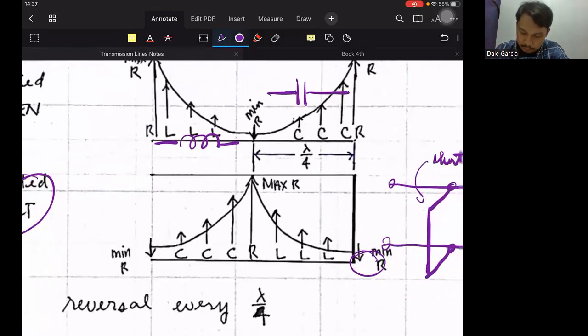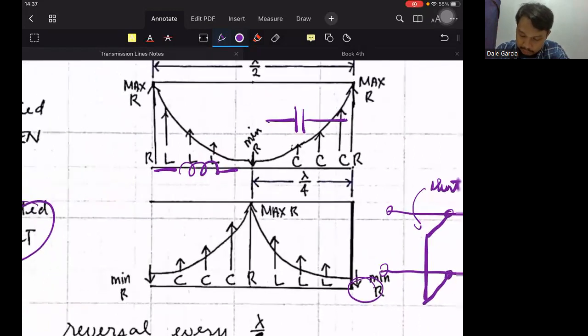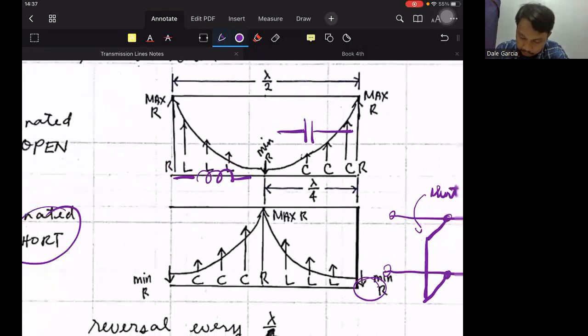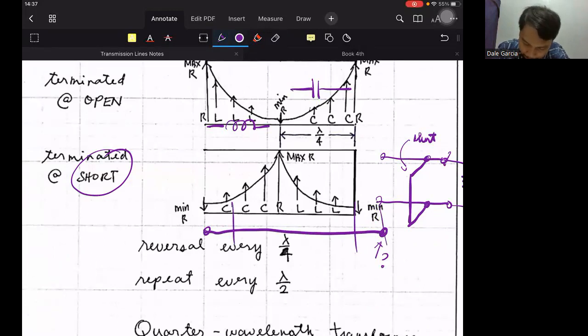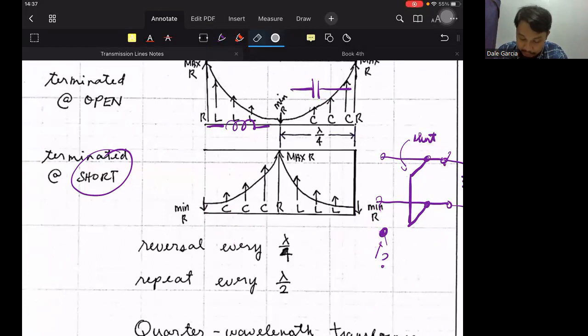if our matching stub is longer than 1/2 wavelength, for example our matching stub is this long, what is the value at this point? It is the same as the value at this point, because again, the value of the input impedance repeats every 1/2 wavelength. Reversal every 1/4.